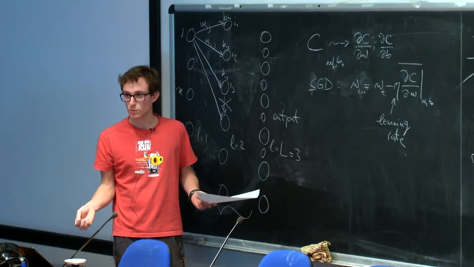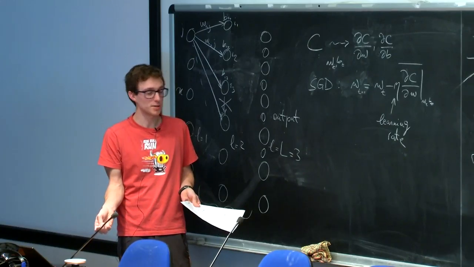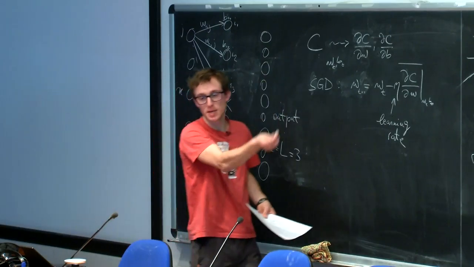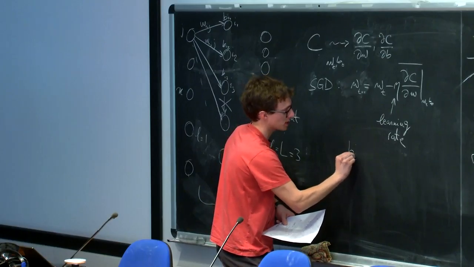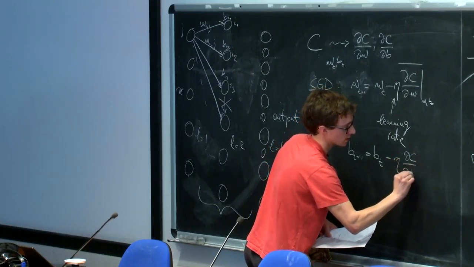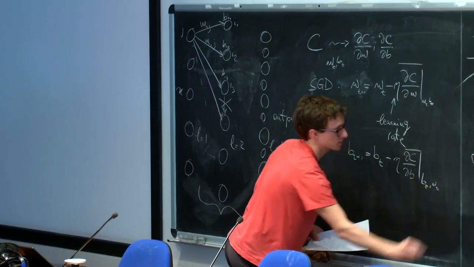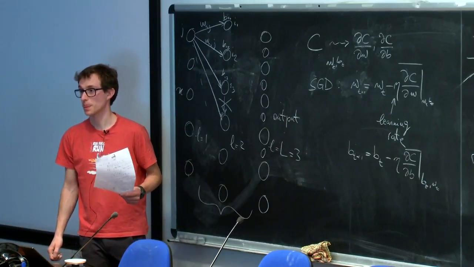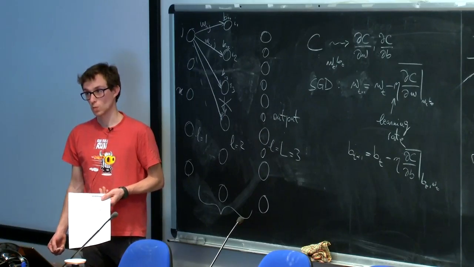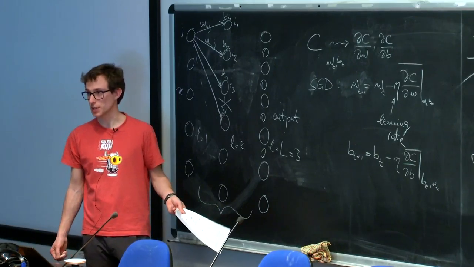Now, a natural question from you, I would like: what's missing now? Eta, we fix it. B, of course, yes. B has to be also updated, with BT and WT. Exactly. So the question is, how do we calculate the gradient?